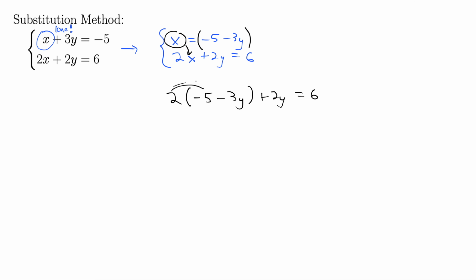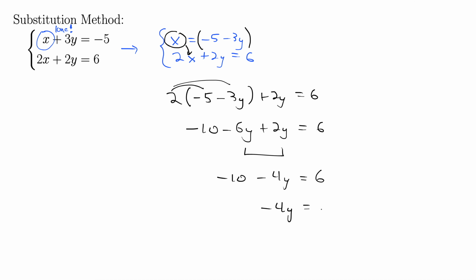So let's distribute this 2 through. So we get -10 minus 6y plus 2y equals 6. Combining like terms, that gives us -10 minus 4y equals 6. Okay, so we can add 10 to both sides. That gives us -4y equals 16, which finally gives us y equals -4 by dividing both sides by -4, of course.